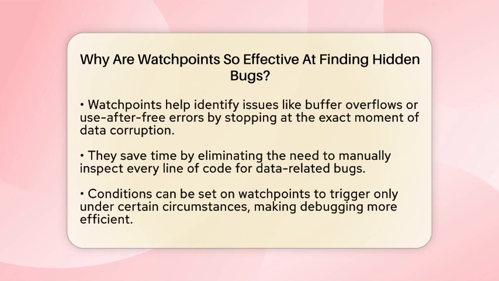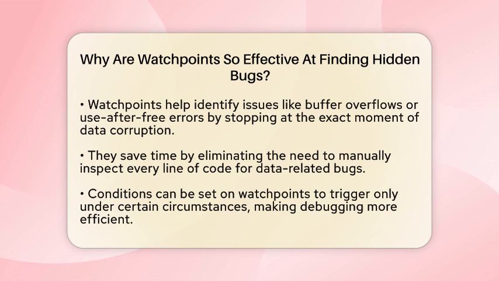Many bugs happen because data gets altered in ways you don't expect. Sometimes a program writes beyond the limits of a buffer or uses memory that has already been freed. These issues are often hard to see because they don't cause immediate crashes. But setting a watchpoint on the affected memory makes the debugger catch the moment the corruption occurs. This way, you can trace back to the exact instruction that caused the problem.